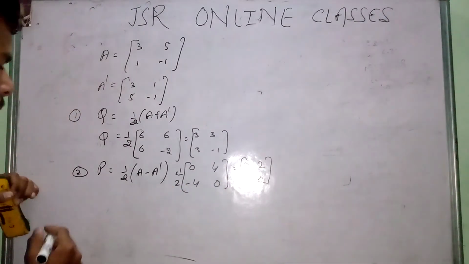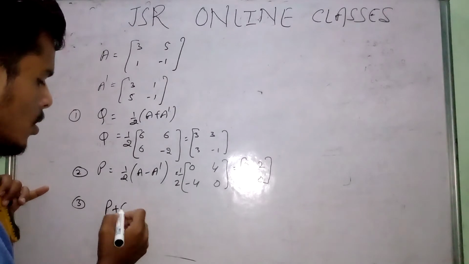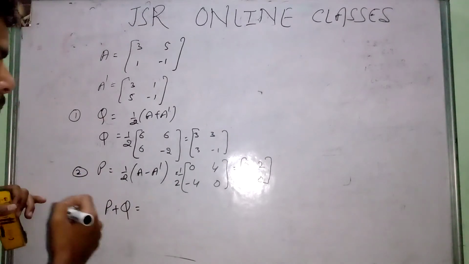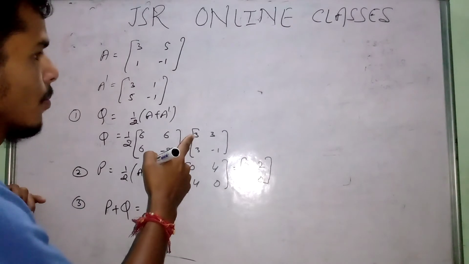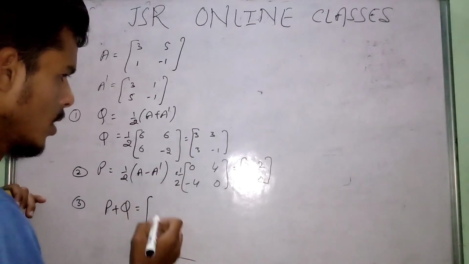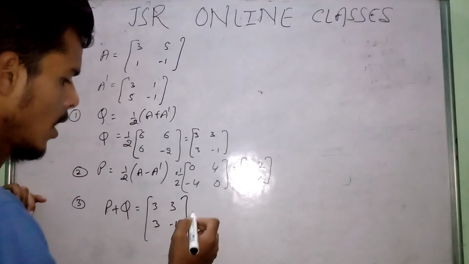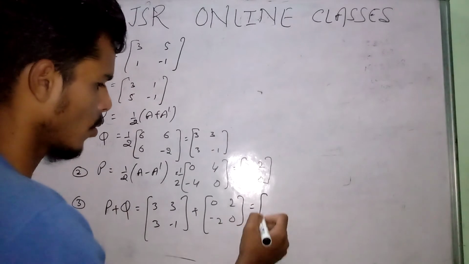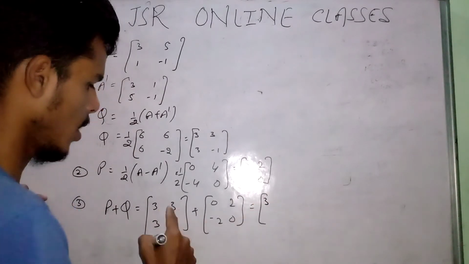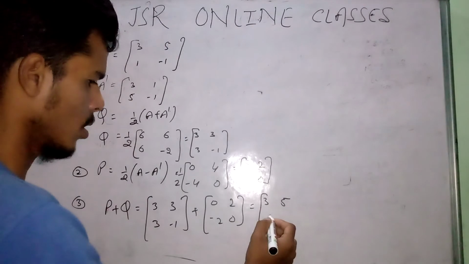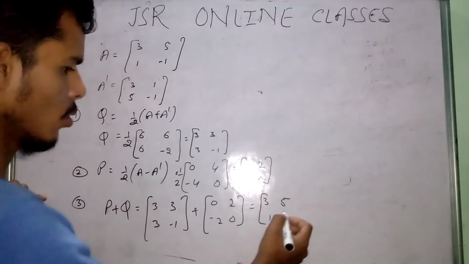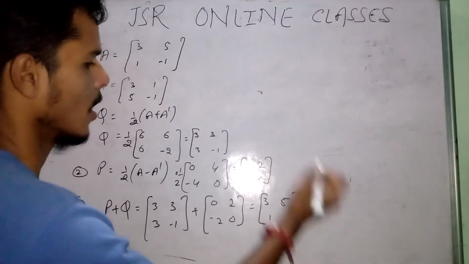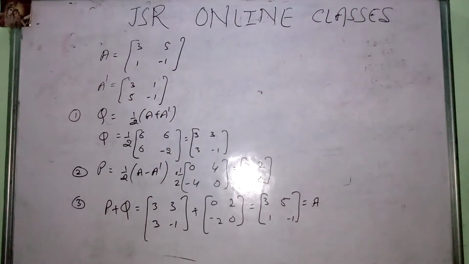This is our P. And the third step is P plus Q. So add P plus Q. P is 0 2 minus 2 0, and Q is 3 3 3 minus 1. So this would be 3 and 3 to 5, 3 minus 2 would be 1, and minus 1. And you can say this is A. So this is the method to express a matrix as the sum of symmetric and skew symmetric matrices.